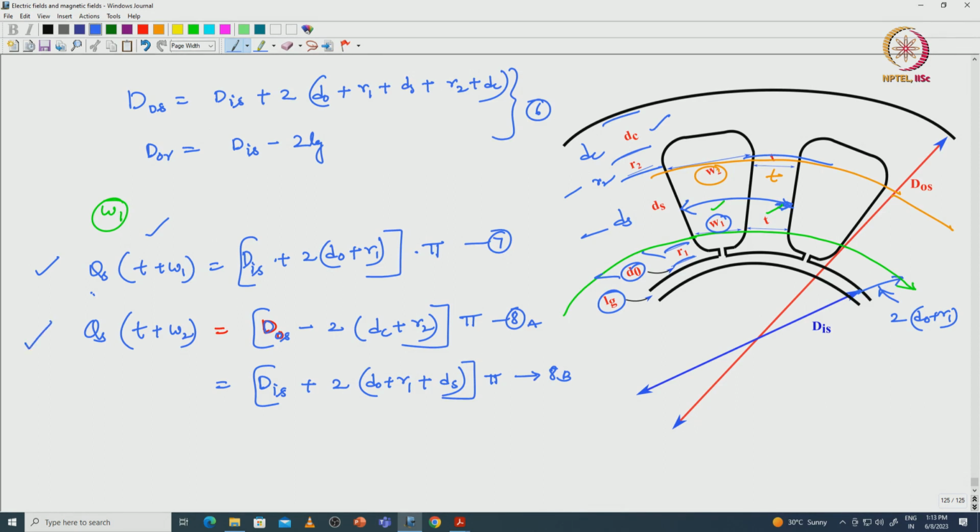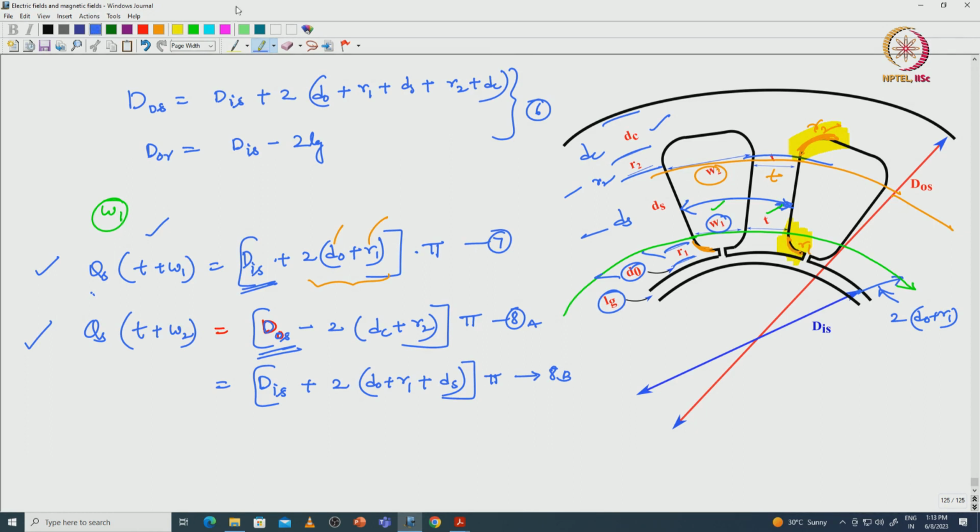We have found the perimeter or circumference with respect to W1 and W2. These equations involve the inner diameter of the stator as well as the outer diameter of the stator d naught s, and the slot geometry. In the slot geometry we can see the slot opening and the radius at the bottom side of the slot, that is this one. This radius is nothing but r1 and this radius here is nothing but r2.